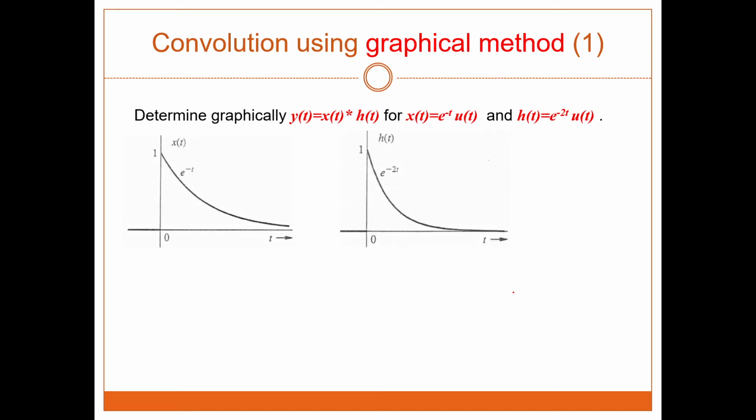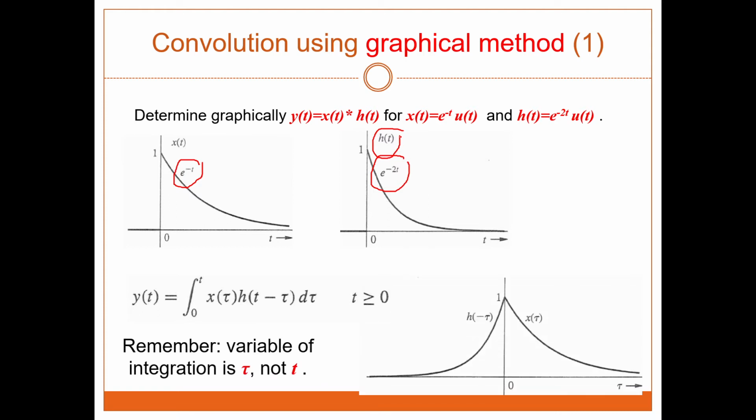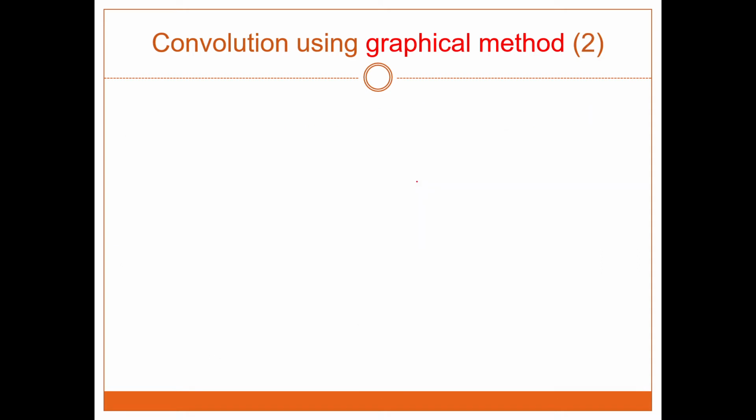Alright, so let's check this second signal. If the first signal is e^(-t) and the second one is e^(-2t), both are exponential. So the e^(-2t), which is h(t), we put it as the second equation. So we shall rotate and shift this function. When we rotate, this is h(t - tau). Then we shift.